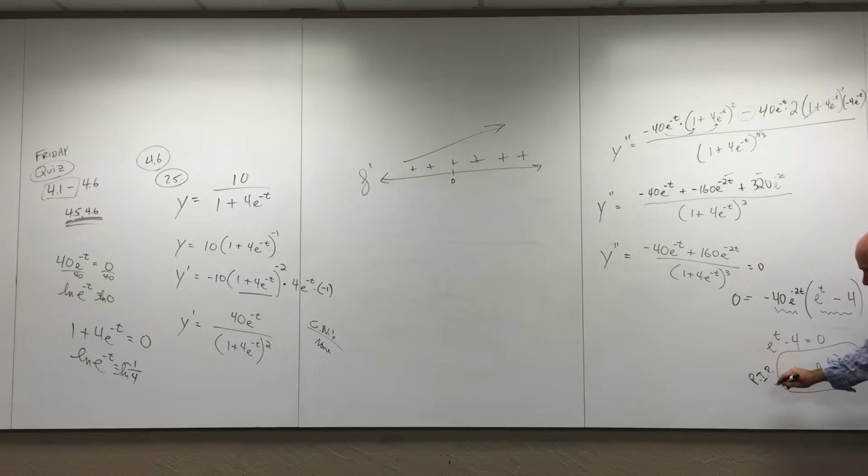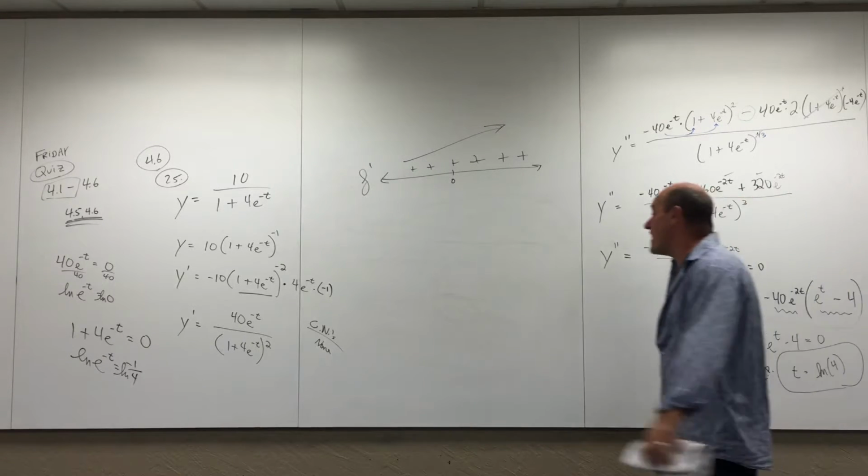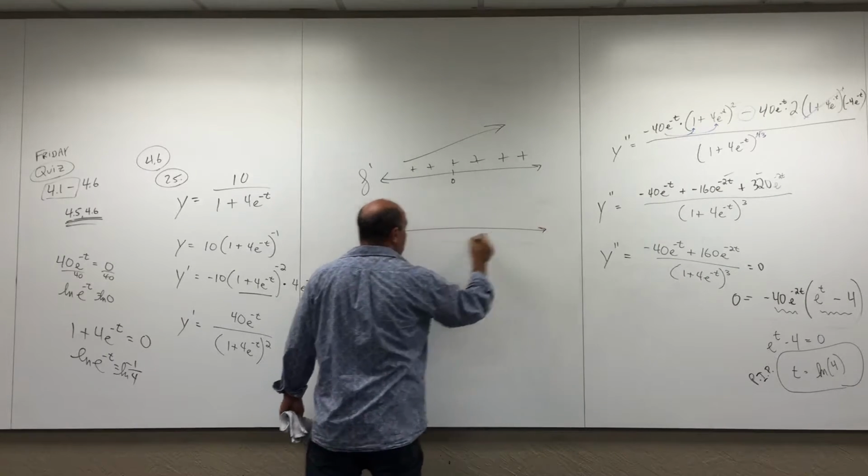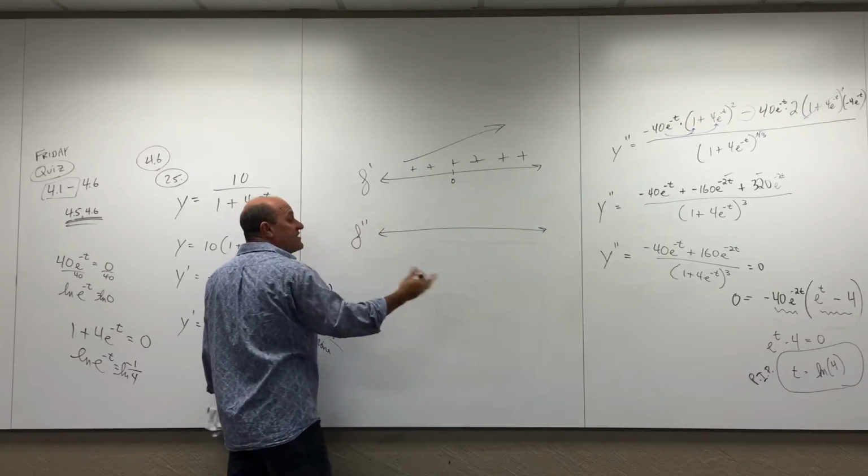What's a PIP? Potential, yeah, I called it possible. Possible or potential inflection point. That's what he is. We're not sure if he's an inflection point unless it changes concavity. I guess I should put him on a number line and test the concavity.